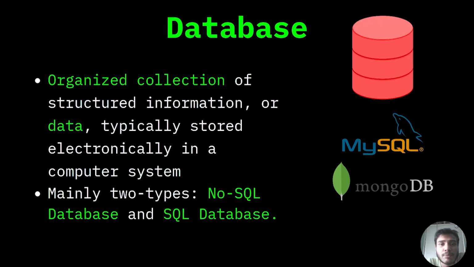Next we come to the most important part, that is the database. A database is an organized collection of structured information or data that is typically stored electronically in a computer system. There are mainly two types of database, the NoSQL database and the SQL database. An example of a NoSQL database is MongoDB, and an example of an SQL database is MySQL.